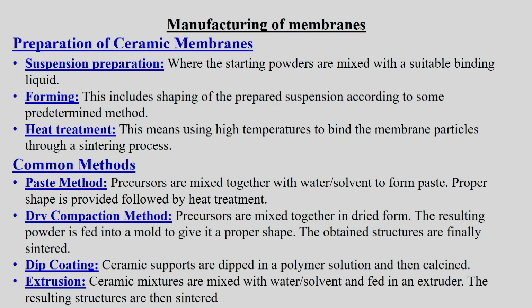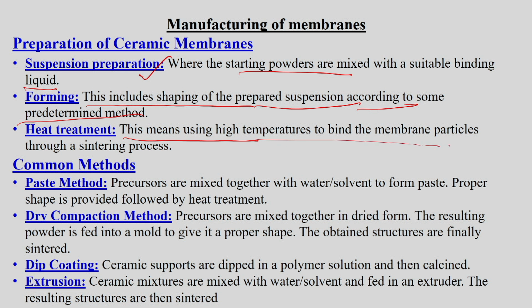Now, the preparation of ceramic membranes is mostly done by suspension preparation, where the starting powders are mixed with suitable binding liquids. Then forming is done, which includes shaping the prepared suspension according to predetermined methods. Then heat treatment is done, using high temperature to bind the membrane particles through the sintering process.